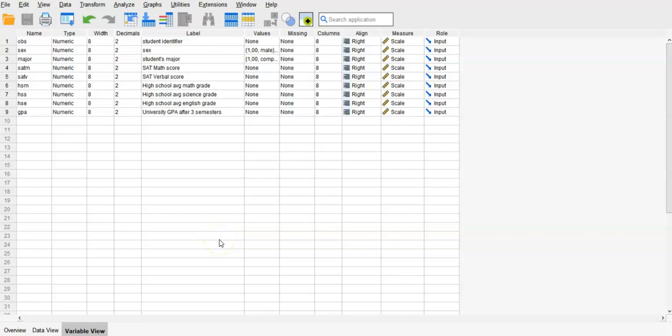Hello everyone, I want to show you how you can conduct One Way ANOVA analysis in SPSS. This is the data you can see in the variable view. There is gender, then the student's major, and also their scores per subject, and also they have a GPA after 3 semesters. Today we will use the variables major and GPA.